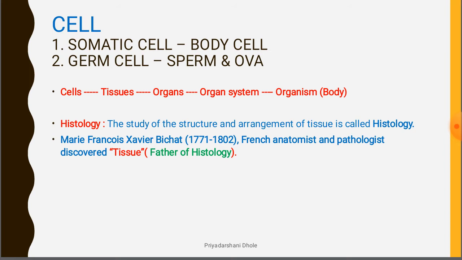Then when the same type of tissues come together, it becomes an organ, and different organs combine together or attach to one another, and the formation of an organ system takes place. Different types of organ systems combine, and a complete organism is formed, meaning the complete body is formed. There are different types of organ systems. For example, in human beings, there is a circulatory system, a respiratory system, and a reproductive system. All these different systems come together and a complete organism is formed.